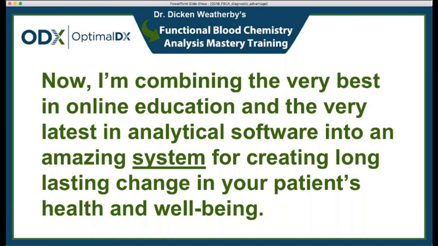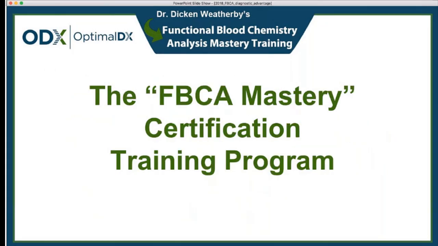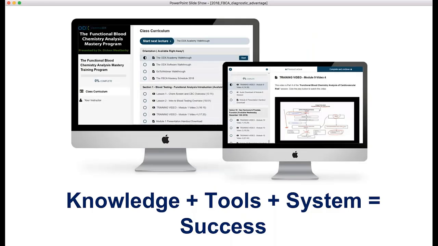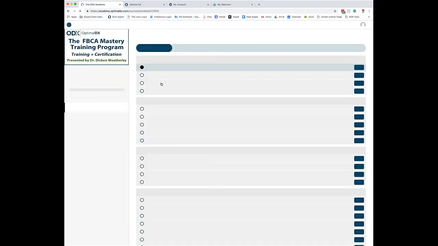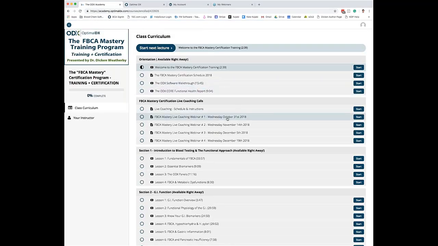So I'm now combining the very best in online education and the very latest in analytical software into an amazing system for creating long-lasting change in your patient's health and well-being. I'm calling it the Functional Blood Chemistry Analysis Mastery Certification Training Program. This gives you a little picture of the inside of the training program, where the knowledge and tools come together in a powerful training system. I'm going to take a few moments to show you what that looks like. This is the inside of the ODX Academy, and I'm going to show you what the course looks like. In here, we've got all of the course available in certain sections that are available right away.